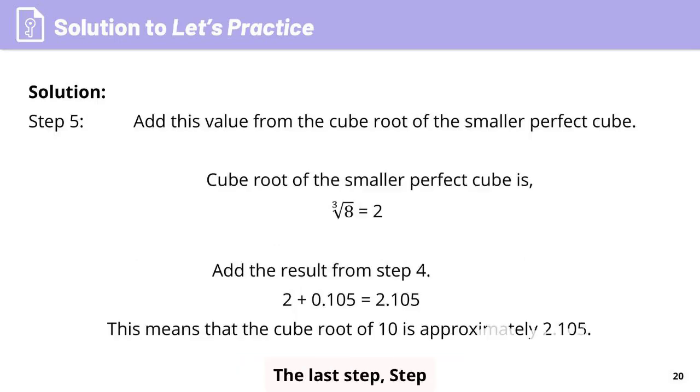The last step, step 5, we add the value from the cube root of the smaller perfect cube, that is cube root of 8 is equal to 2, then we add the result from step 4, that is 2 plus 0.105 is equal to 2.105. This means that the cube root of 10 is approximately 2.105. Note that the approximation will give us an answer that is closest to the correct answer, but not the right answer.